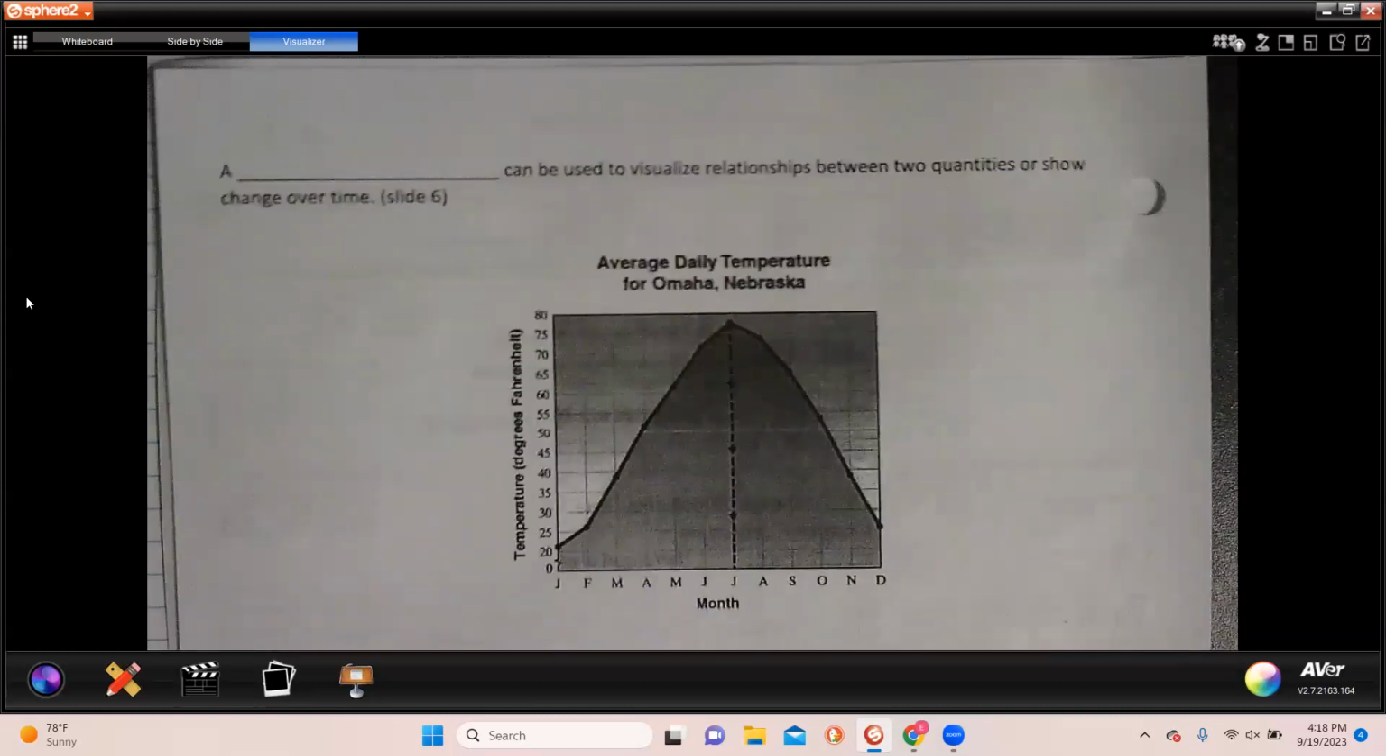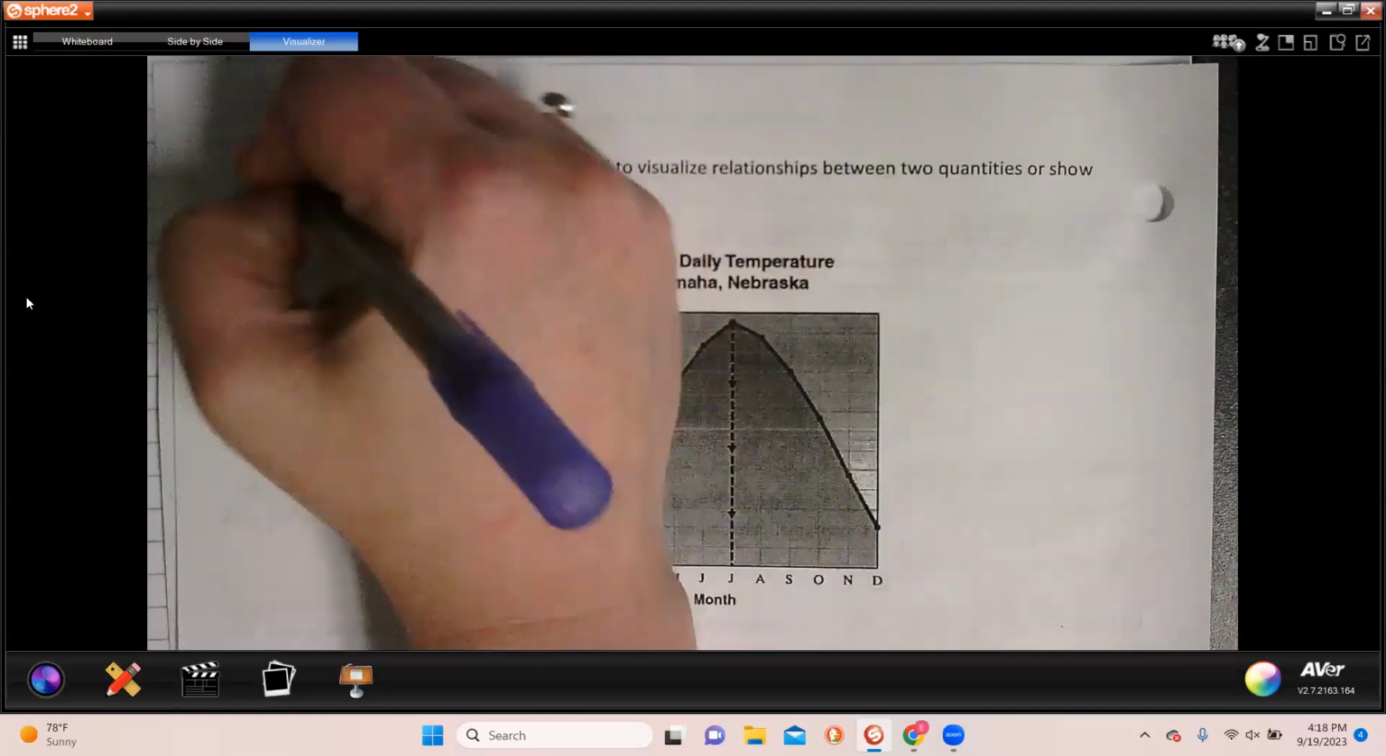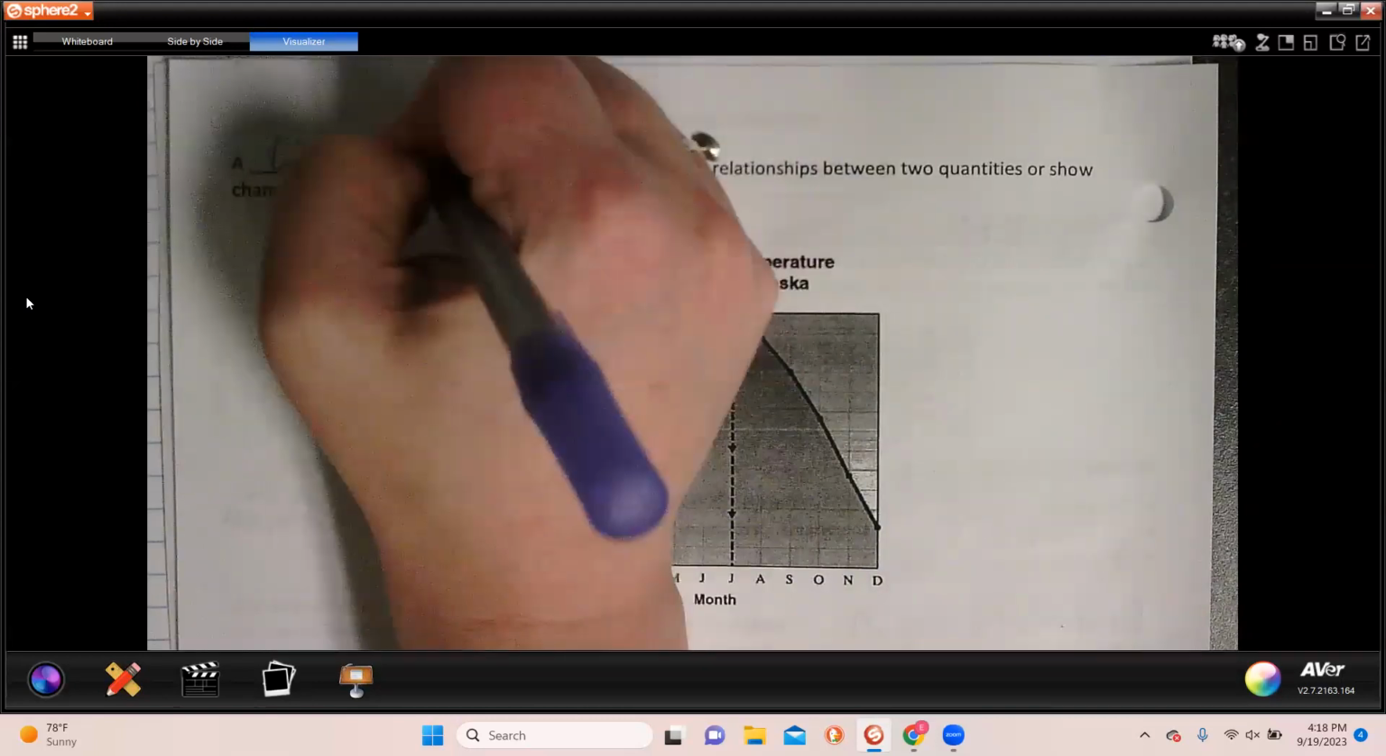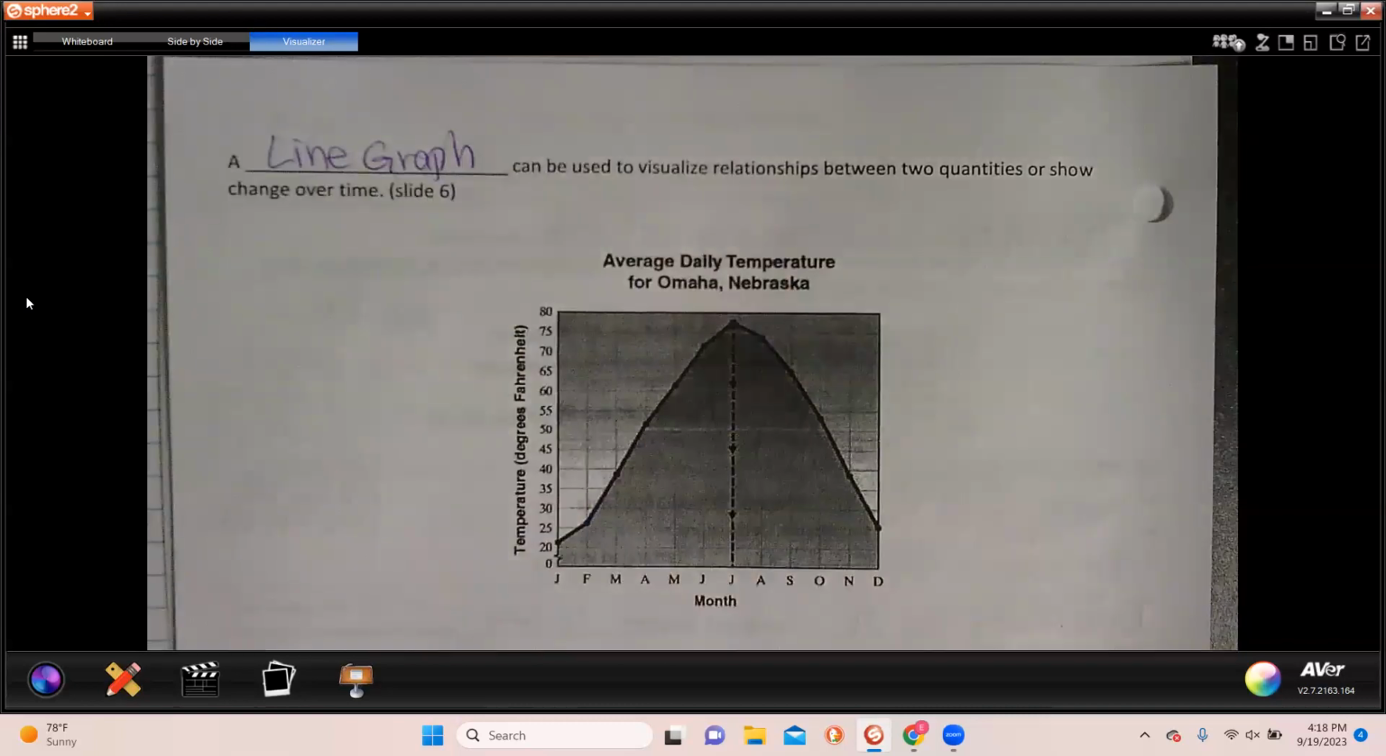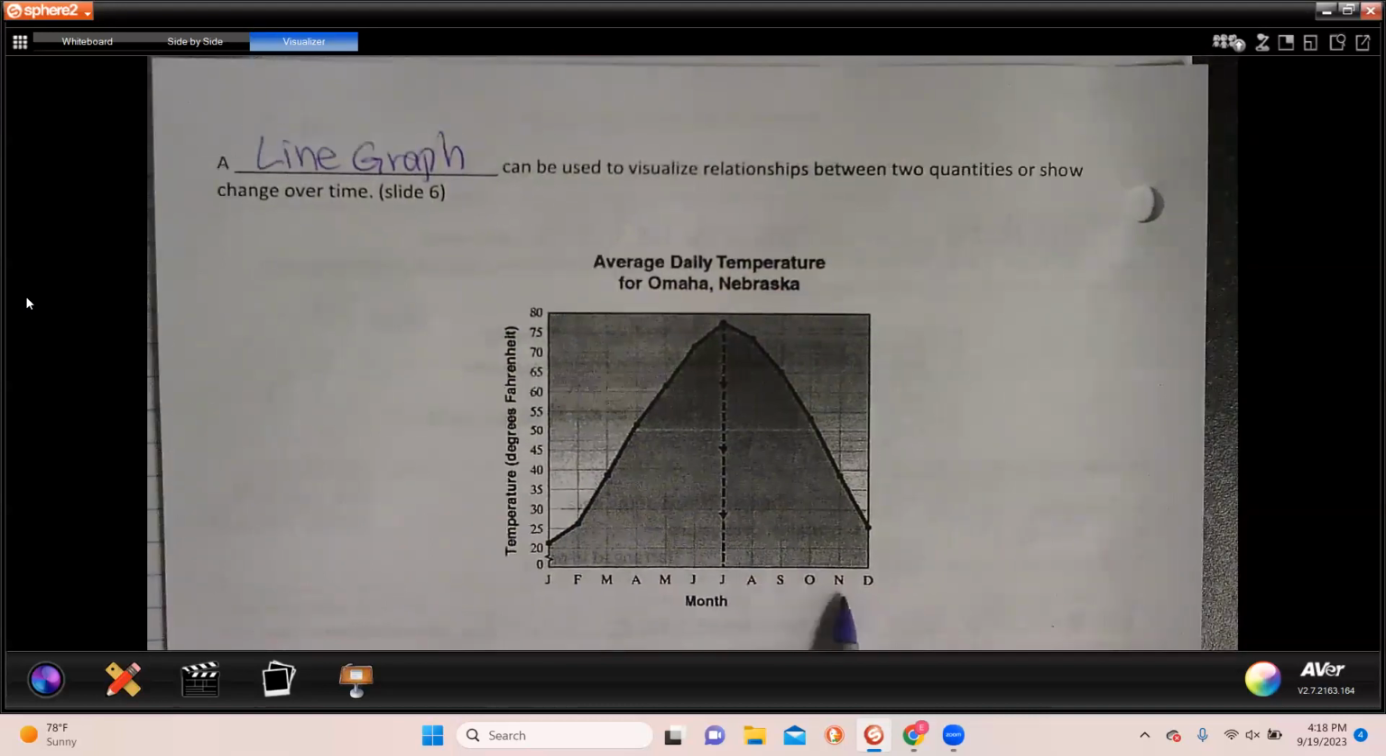All right. So a line graph is the last one. The line graph can be used to visualize relationships between two quantities or show change over time. Okay. So this is the average daily temperature for Omaha, Nebraska. You can see the months: January, February, March, April, May, June, July, August, September, October, November, December.